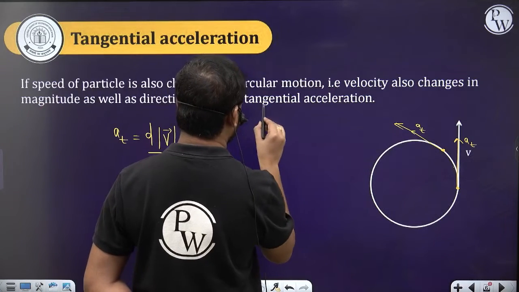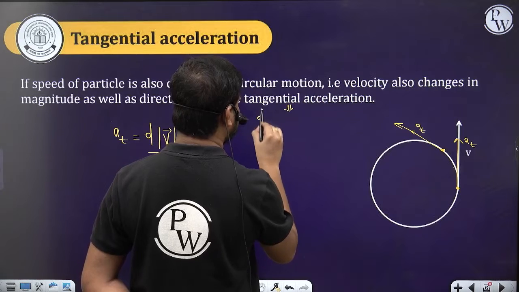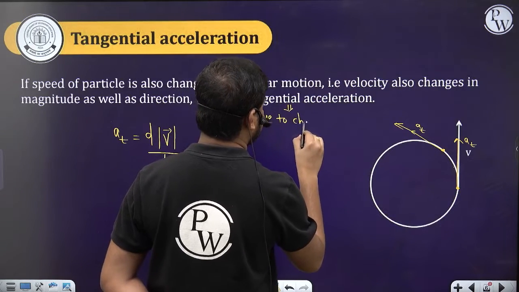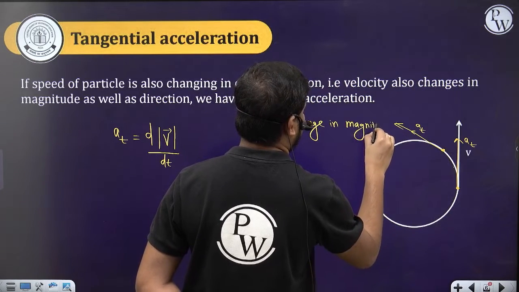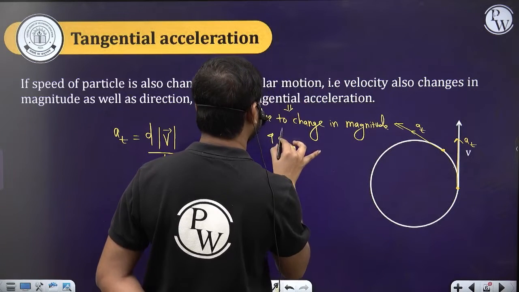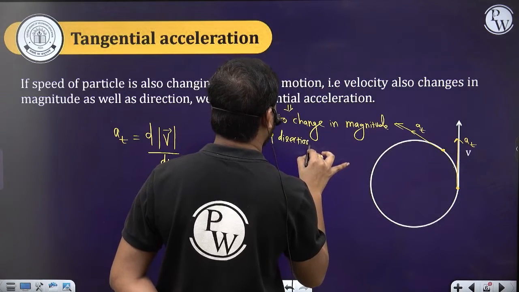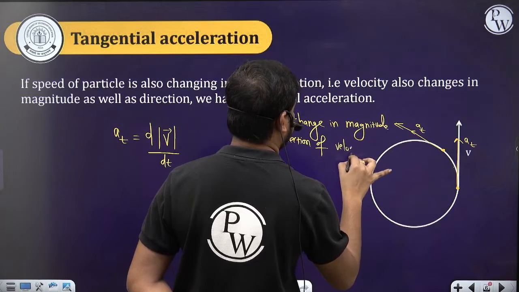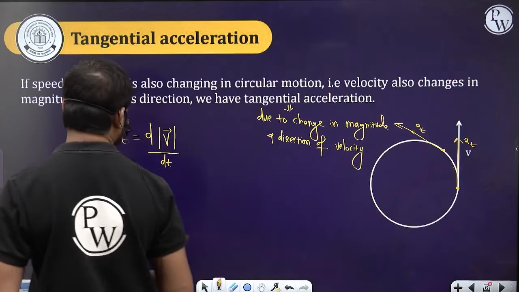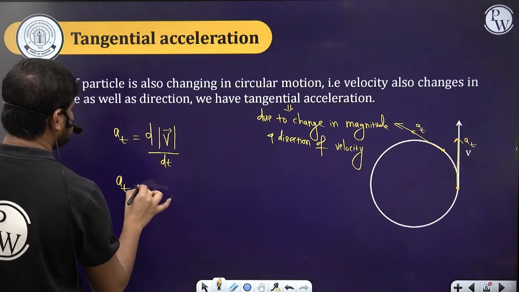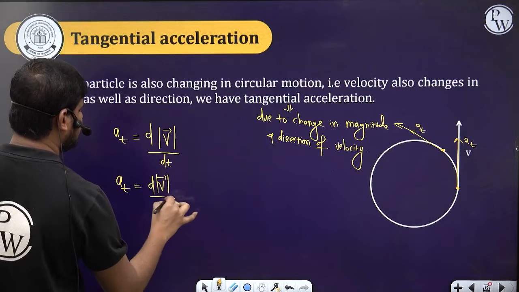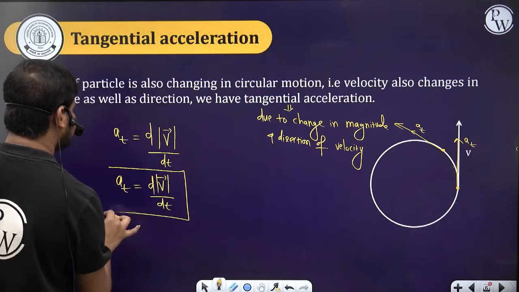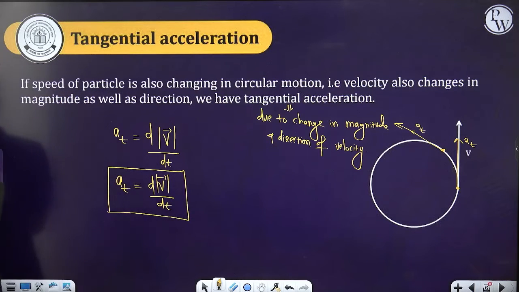So again I am writing here, the tangential acceleration is due to change in magnitude and direction of velocity. Yes, this point is clear guys. So what's the formula for that? You can write AT is equal to simply dV by dt, the change in magnitude of velocity by dt. So this is the tangential acceleration. Is the tangential acceleration part clear everyone? Just the formula.